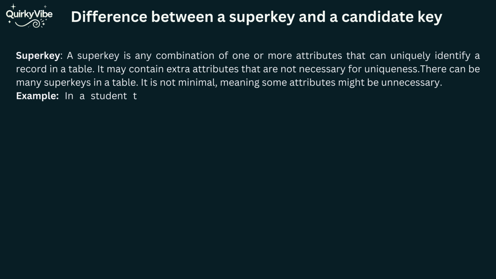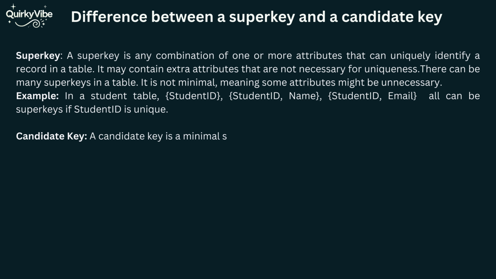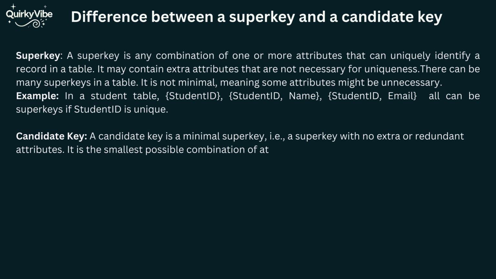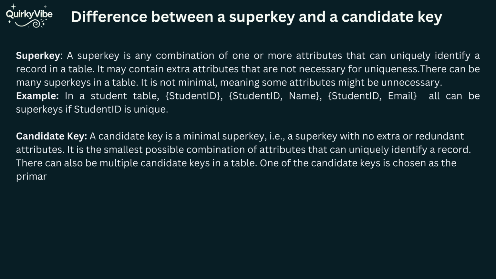Example, in a student table, student ID or student ID and name or student ID and email can be superkeys if student ID is unique. Whereas a candidate key is a minimal superkey, that is, a superkey with no extra or redundant attributes. It is the smallest possible combination of attributes that can uniquely identify a record. There can also be multiple candidate keys in a table. One of the candidate keys is chosen as the primary key.